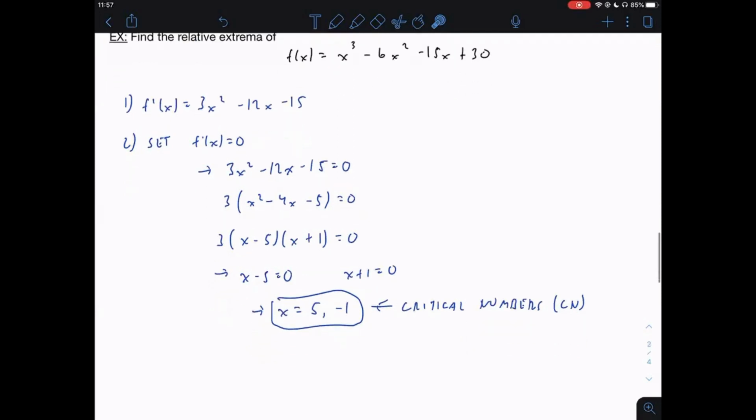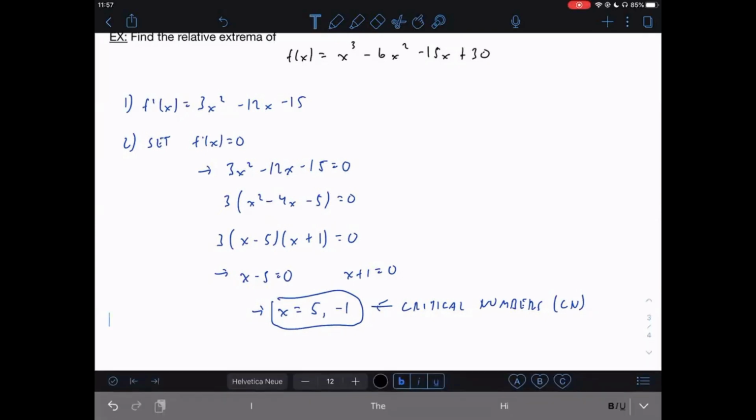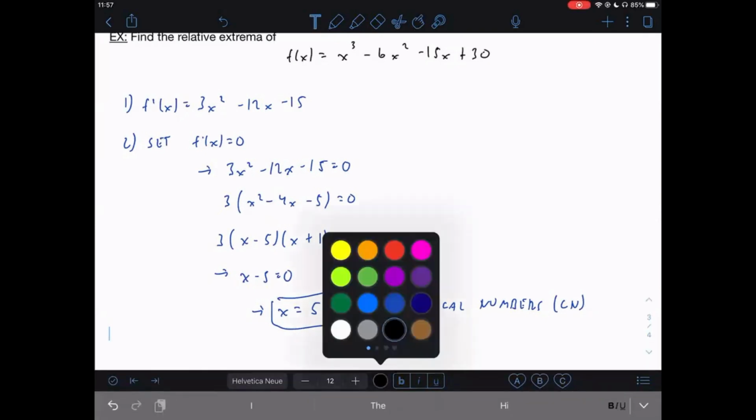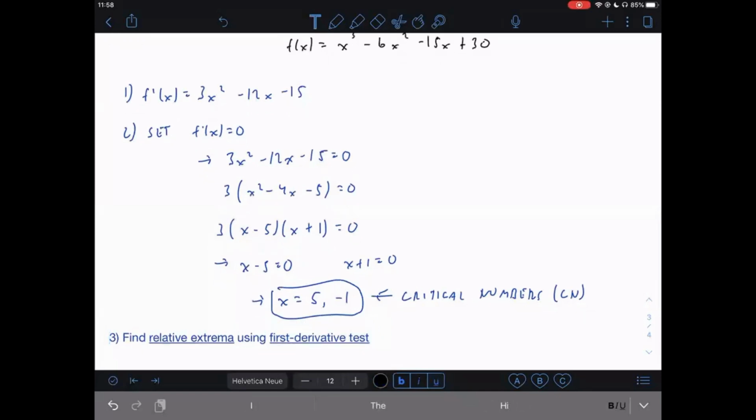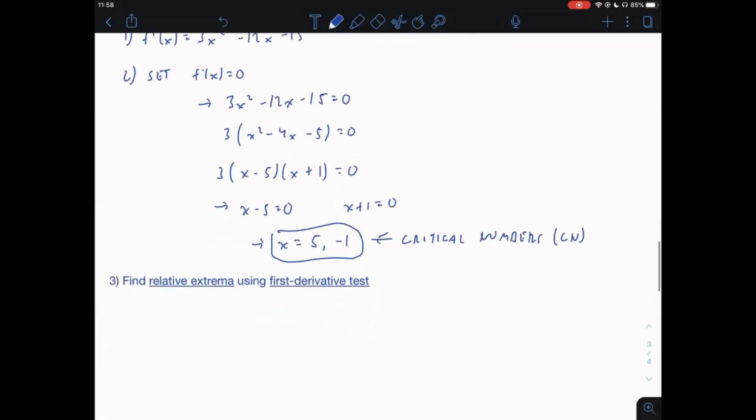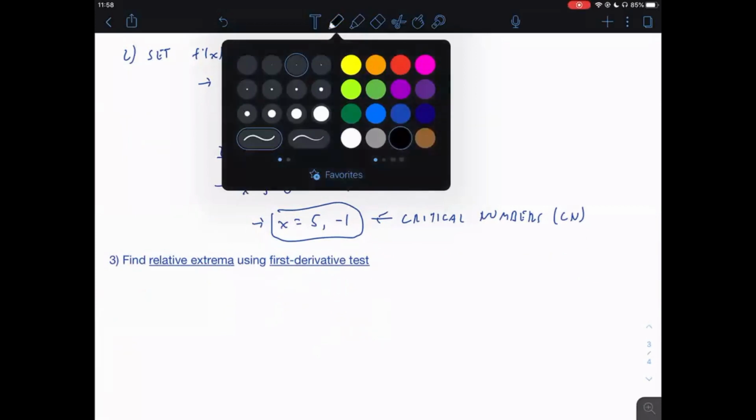And the third step, now that we have found our critical numbers, is to find the relative extrema, meaning relative min and max values, using that first derivative test that I spoke about towards the end of the last video. So let us demonstrate here how we set up this first derivative test.